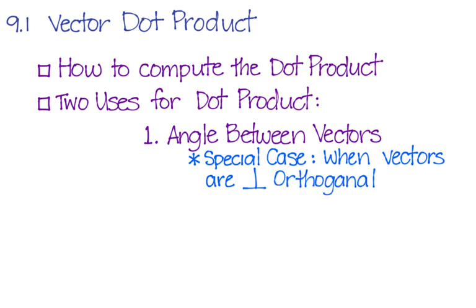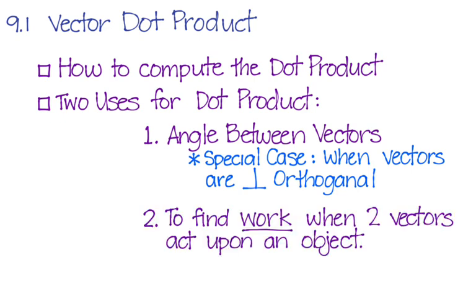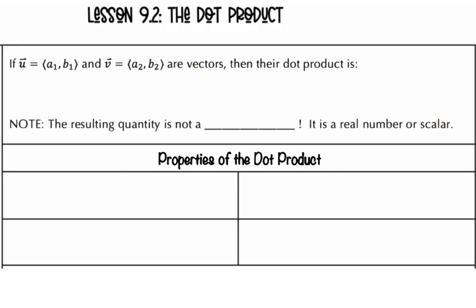Now, that word orthogonal is not just for vectors. It's just another word that means perpendicular, and this is the more mathematical term we use. The other use for the dot product is to find something called work when two vectors act upon an object. So these two parts are what we're here to do, and then the uses have two parts to it. So what is the dot product?